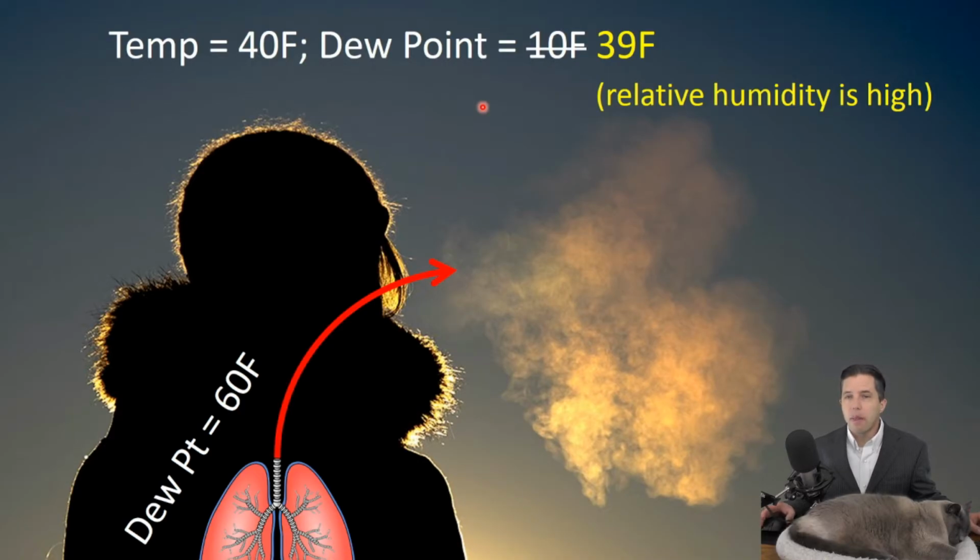Because remember, relative humidity is related to evaporation. If I have low relative humidity, I have a high rate of evaporation. So in the first example, when the dew point was 10, her breath might not last very long at all because the evaporation rate is so great that those little droplets are quickly evaporating. In this case, because the relative humidity is high, her breath will linger in the air much longer.